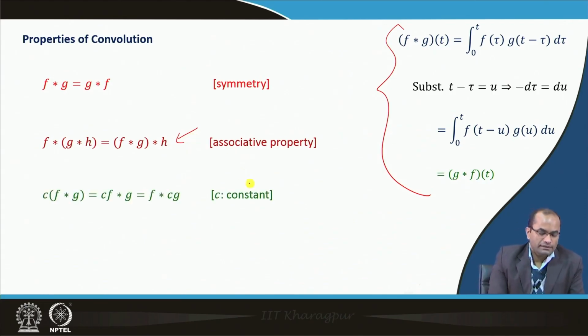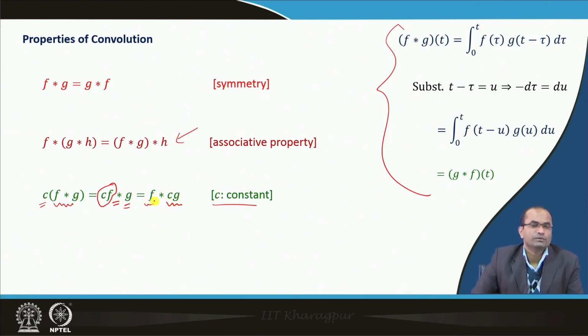And there is another kind of associative property, that if there is a constant C, first we perform the convolution product of f and g, and then we multiply by this constant C, or first we multiply C to f and then make the convolution with g, or the other way around, that C is multiplied to g and then we convolute with f.